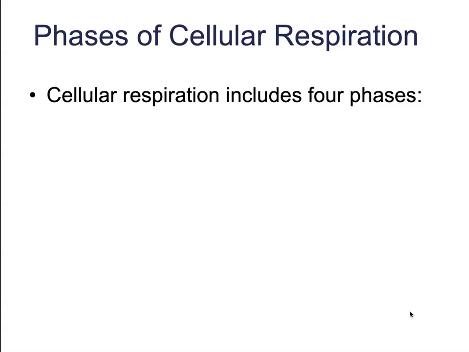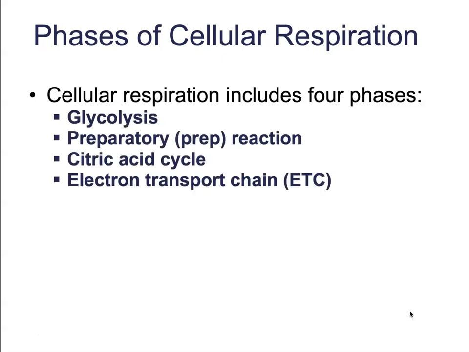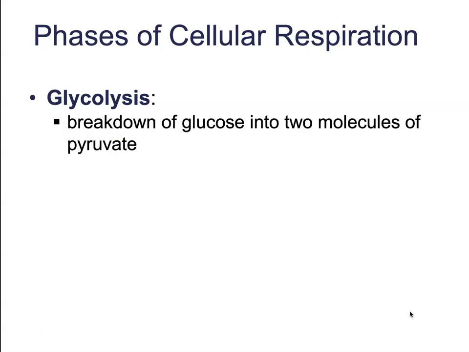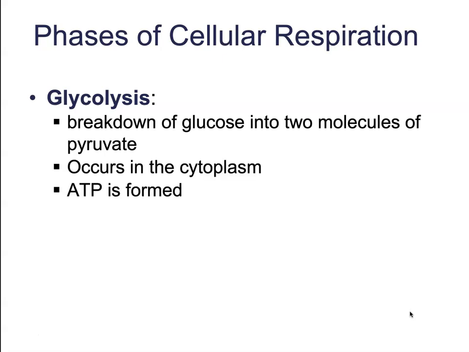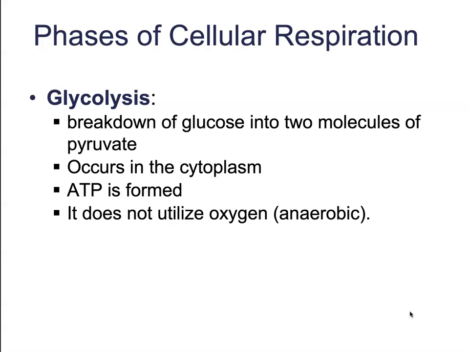So we're going to talk just a little bit about the different phases of cellular respiration. Cellular respiration is going to occur in 4 separate phases: glycolysis, the prep reaction, citric acid cycle, and the electron transport chain. We're going to start off by going through glycolysis. Glycolysis, from the Greek glyco meaning sugar and lysis to split apart. It's going to be the breakdown of glucose, which is a 6-carbon molecule, into 2 3-carbon molecules called pyruvate. This process is going to result in the production of NADH and the net gain of 2 ATP molecules, and is ultimately going to occur in the cytoplasm.